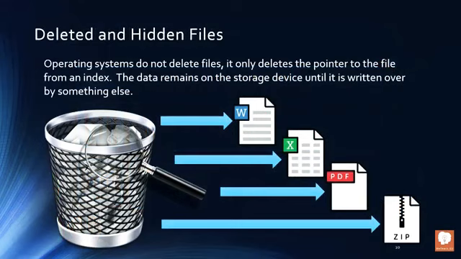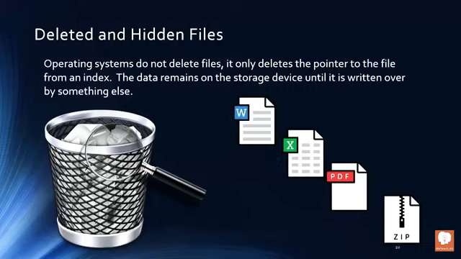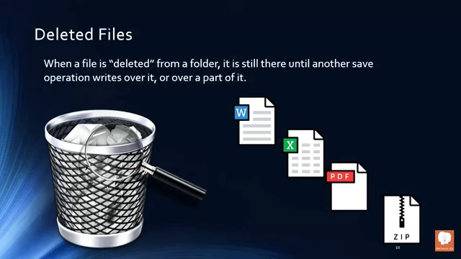For example, when a file is deleted or hidden, the pointer or reference to it in the folder is deleted or hidden. But the file is really still there until another save operation uses some or all of the memory the deleted file used to begin with.